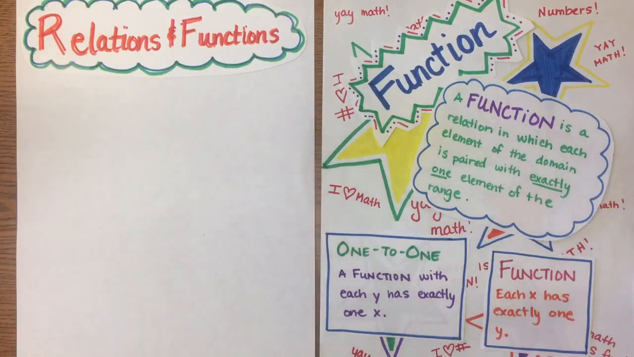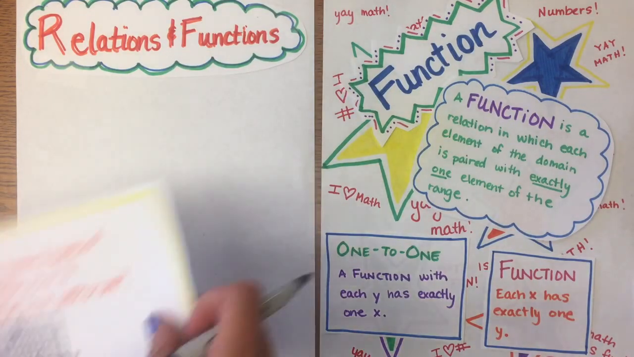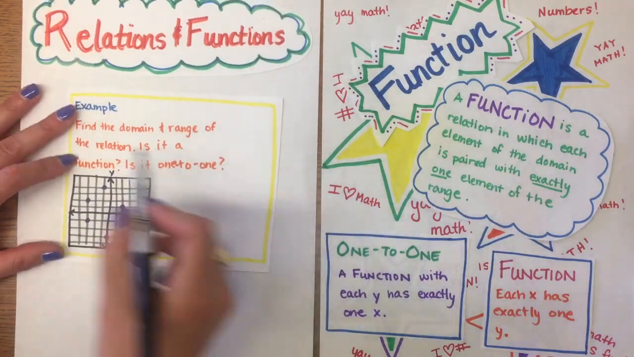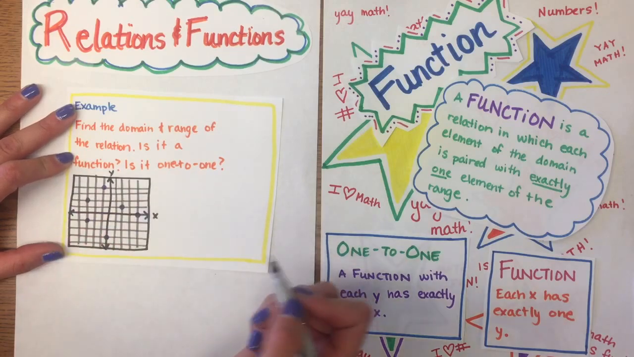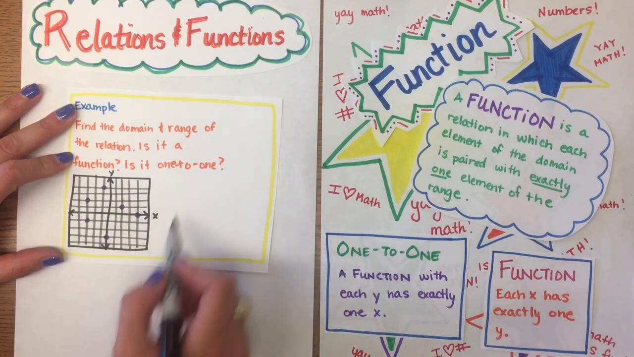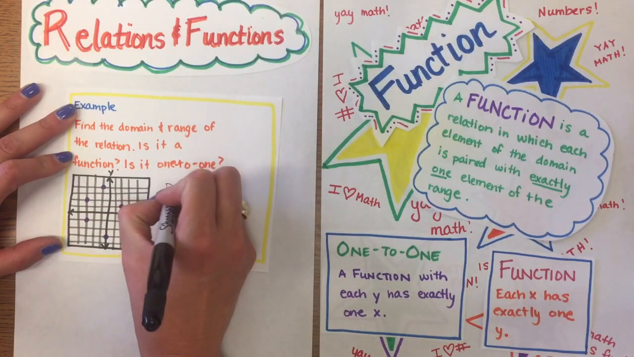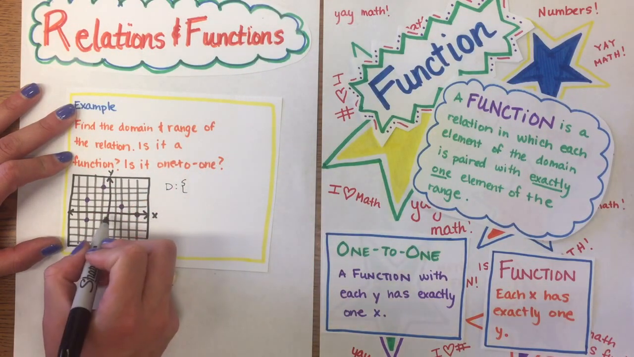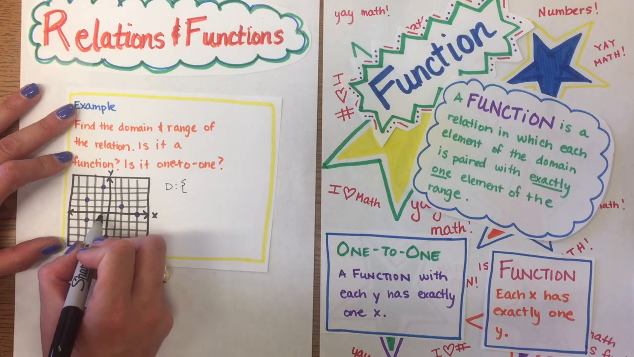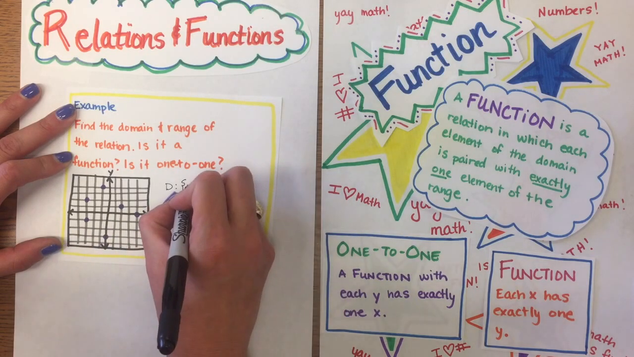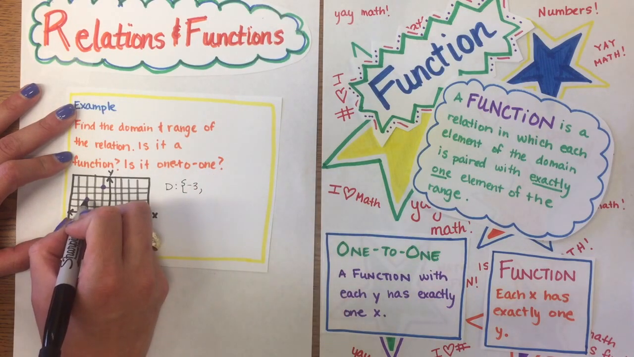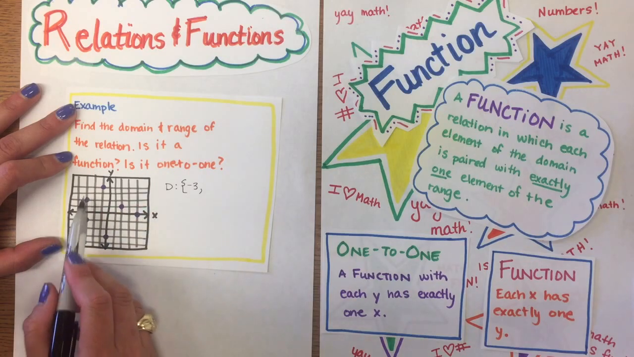Let's look at another example where we're looking at a graph. Find the domain and range of the relation. Is it a function? Is it one-to-one? So now I have a graph. I'm going to have to pick my x values off of the graph. So finding my domain, I have x values -1, -2, -3. This is again -3, so I'm not going to write that again.